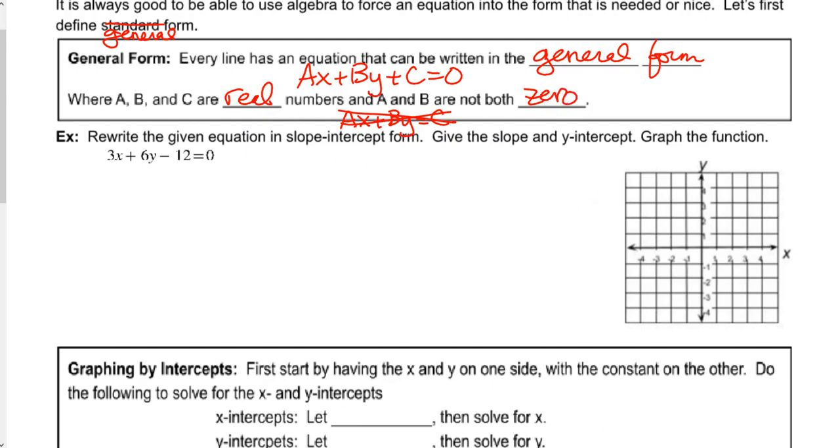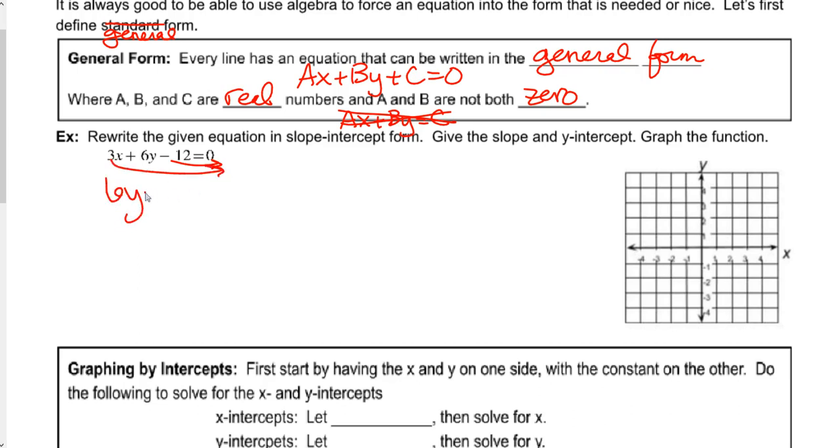So we need to rewrite the given equation in slope-intercept form. It is in general form. We need to get y equals for slope-intercept form. And then we're going to give the slope and y-intercept, and we're going to graph the function. So we should be masters at graphing the functions and telling the slope and y-intercept. What we now need to do is get y by itself. Now, if we want to keep that positive, notice it's a positive 6y. That means I'm going to have to move over this and that.